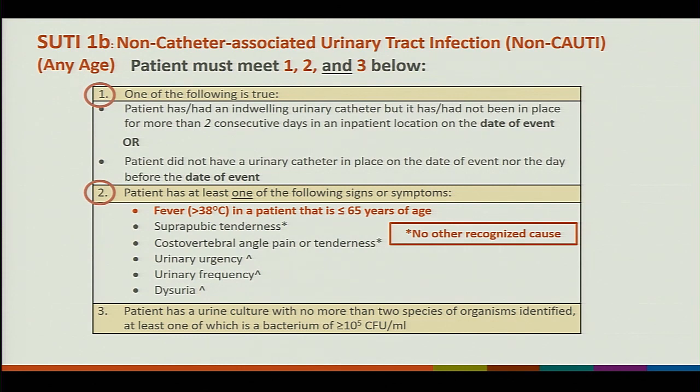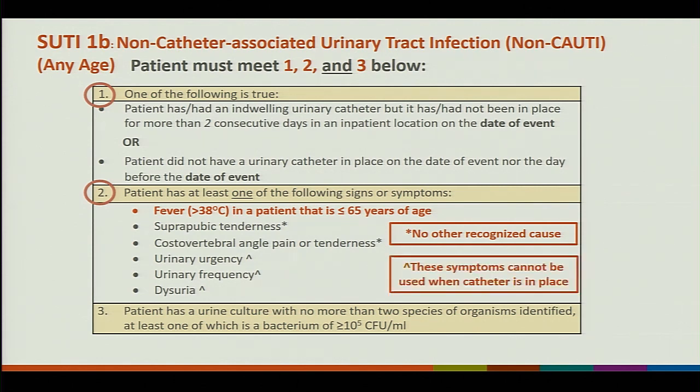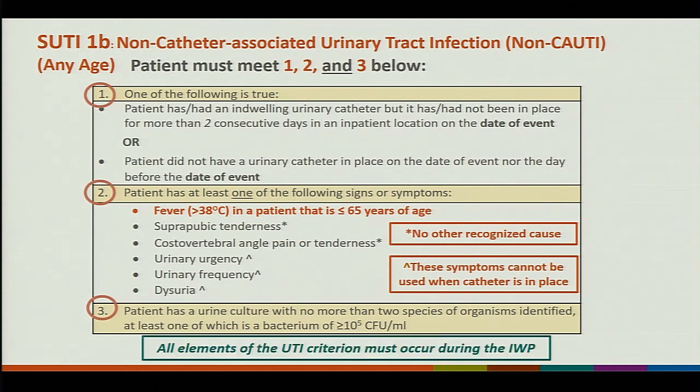Suprapubic tenderness and costovertebral angle pain. There has to be no other cause, as we discussed before. And your urinary frequency, urgency, and dysuria. These symptoms cannot be used if a catheter is in place. Of course, you could use these symptoms here because the catheter wasn't present, right? So the patient has a urine culture also with no more than 2 species of organisms identified, at least one of which is a bacterium greater than or equal to 100,000. And again, all these elements have to be within the UTI criterion IWP.